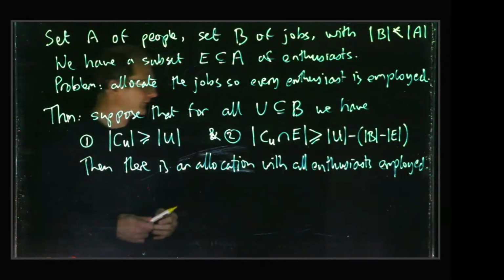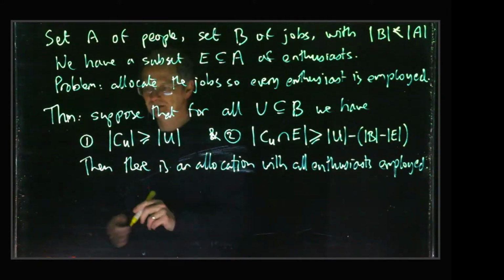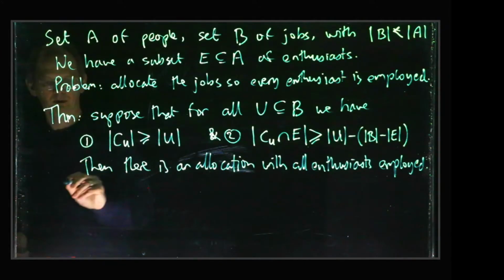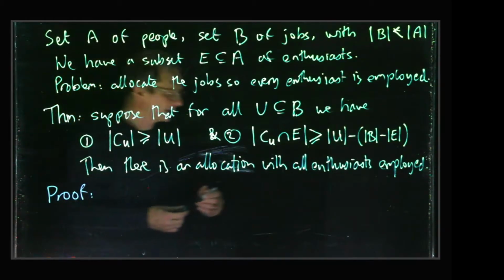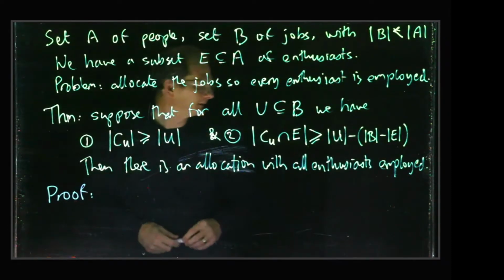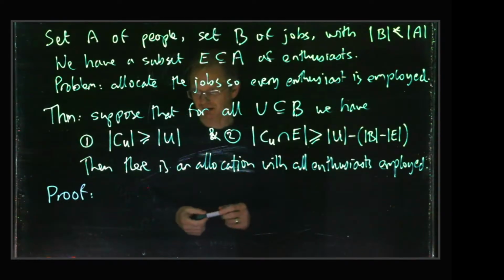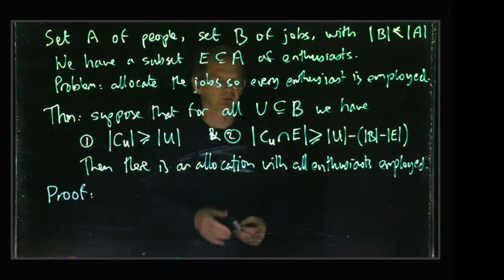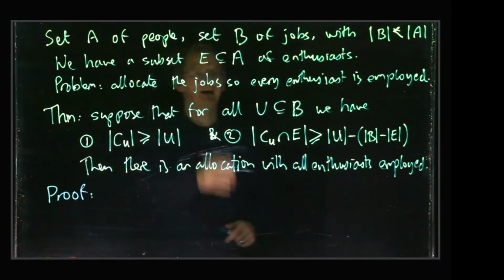Okay, so then the claim is that there exists an allocation in which all the enthusiastic people get jobs. And so that's what we need to prove. So the basic method of proof here is that we're going to set up another matching problem, a different matching problem from the original one, and then we'll check the plausibility condition for this new matching problem, and we'll see it's plausible, and so by the original Hall theorem it can be solved, and then from that we'll go back to the original problem.